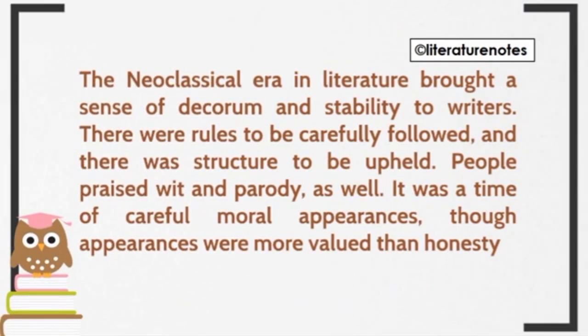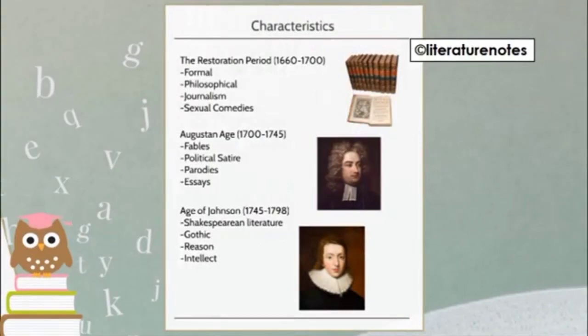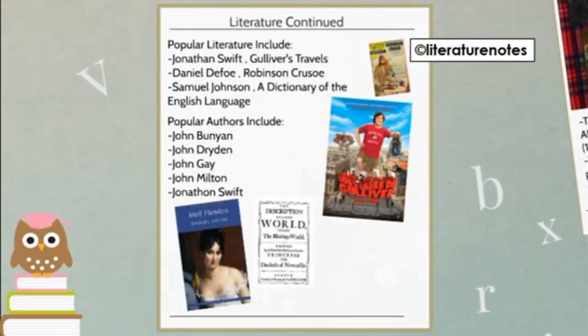The neoclassical era is a literature brought through the stable, carefully followed, and also parodic, which was a time when more careful appearance was valued and honesty. And this was neoclassical literature, of which you can see some of the types are parody, essay, satire, letters, fables, and monodrama, and rhyme and couplets, which were important and written in 1660. These characters with the Augustan Age, Restoration period, and the Age of Johnson made a big impact on the literature, which we can find out with the main characters and how they have been throughout English literature.